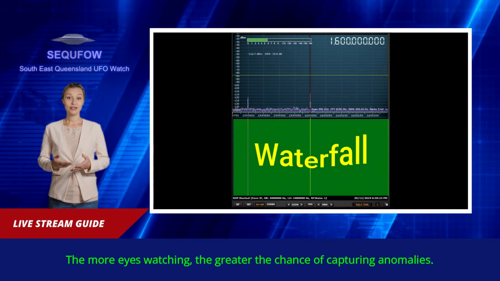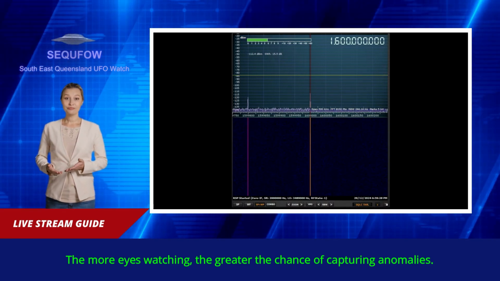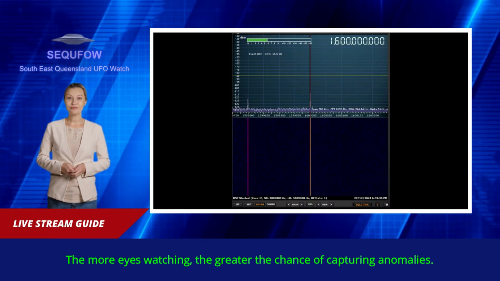The waterfall display on the spectrum analyzer is a visual representation of frequency over time. It shows how the signal's spectrum changes over time.